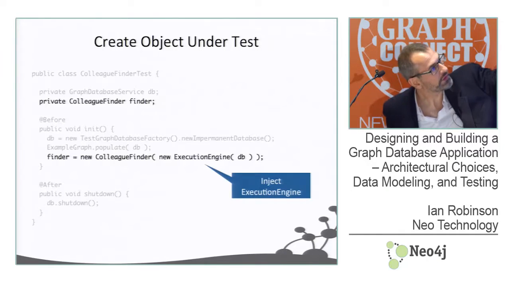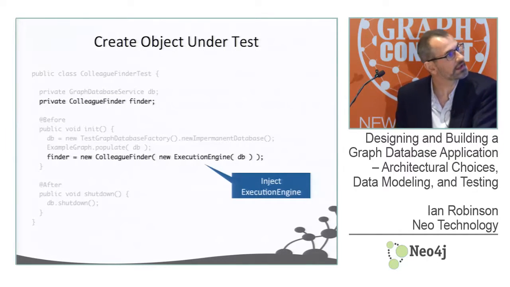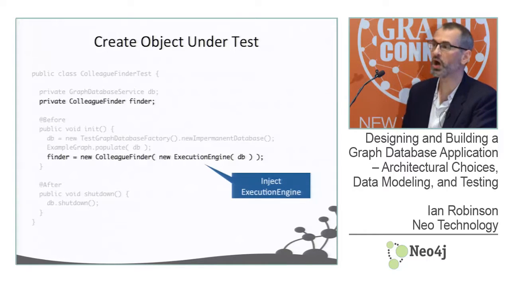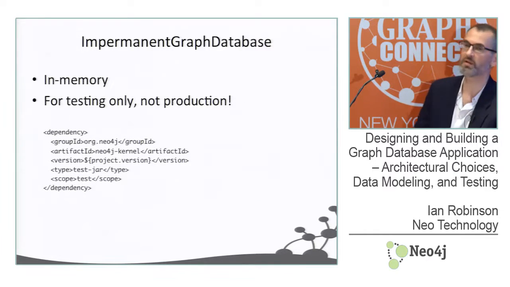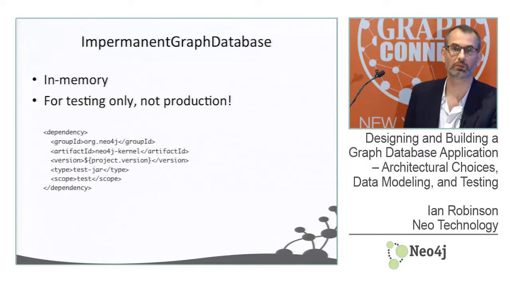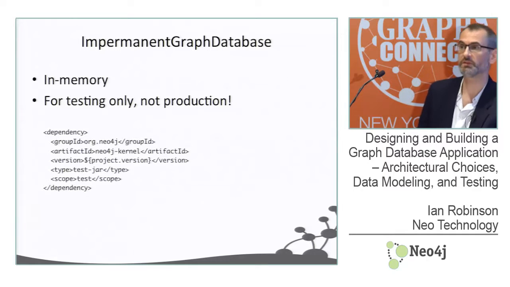So you see here I was using something called TestGraphDatabaseFactory, and it allowed me to create a new impermanent database. This is a lightweight in-memory version of Neo4j that we use internally within Neo when we're developing parts of the product. It's an in-memory version of Neo4j. It's purely for testing purposes. It's not for production use.